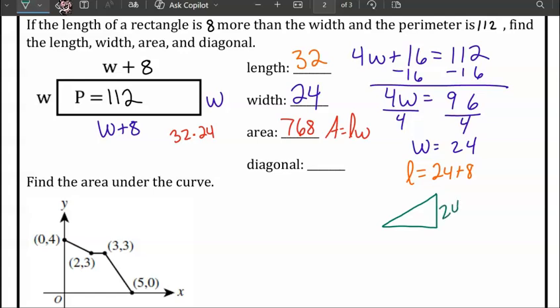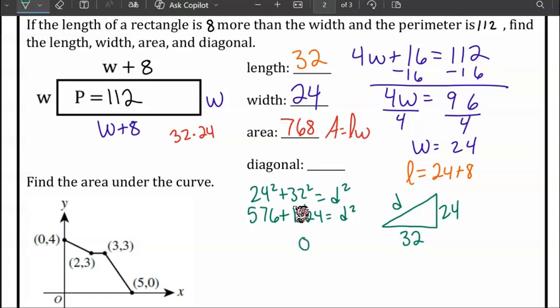The width is 24, the length is 32, and we want to find the diagonal D. 24 squared plus 32 squared equals D squared. So it'd be 576 plus 1024 equals D squared. Add these together. So you get 1600 equals D squared. Take the square root of both sides, and then you'll get D equals 40. So diagonal is 40.